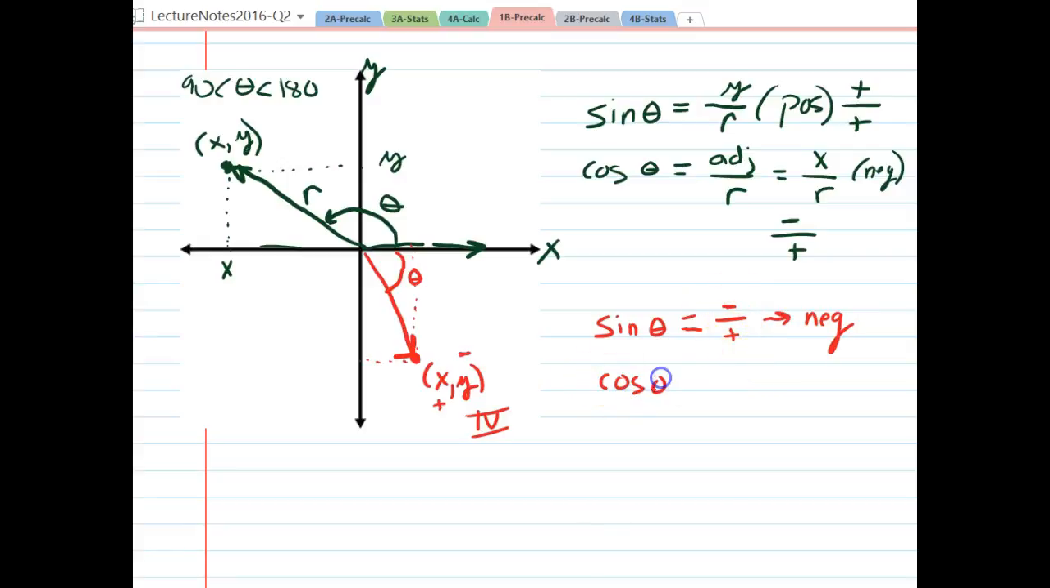But when we look at the cosine of the angle, cosine is, as you remember, adjacent over hypotenuse. My hypotenuse is r, which is always positive. And the adjacent side, which is this side, is a positive x value. And so it's positive over positive. So that would be a positive value.